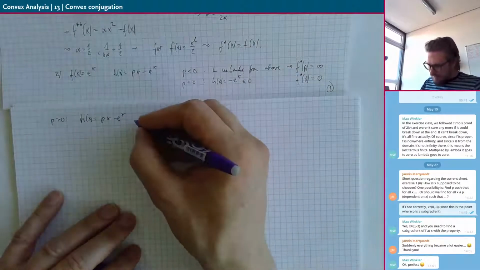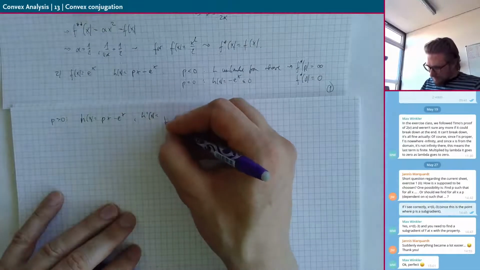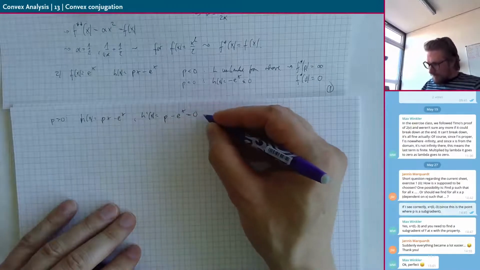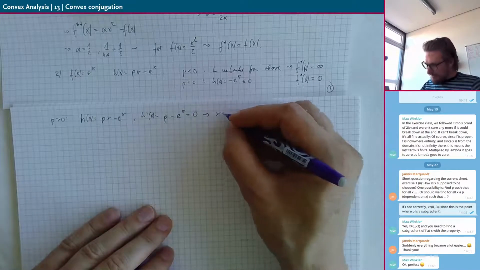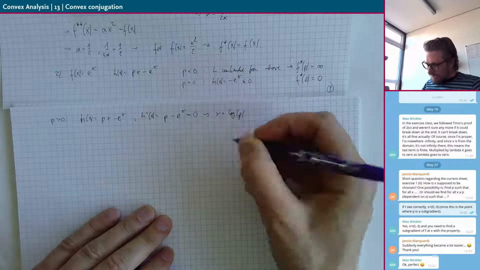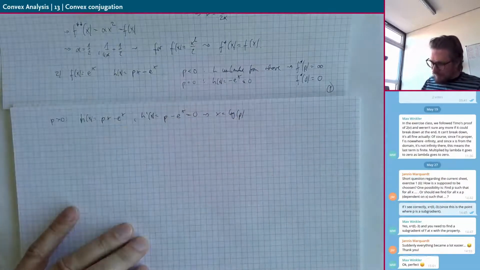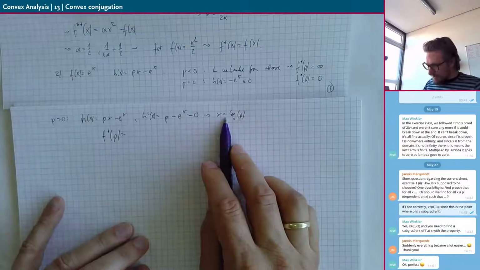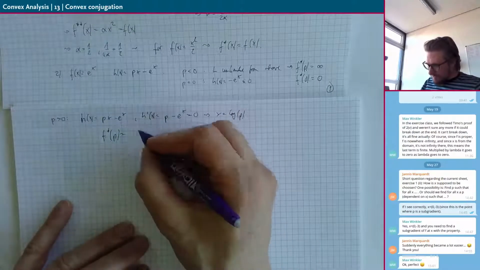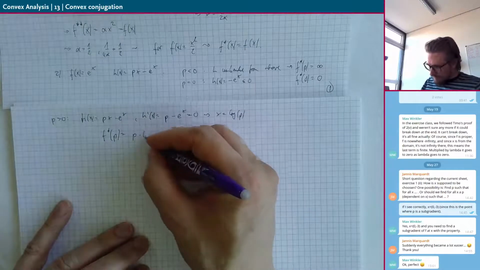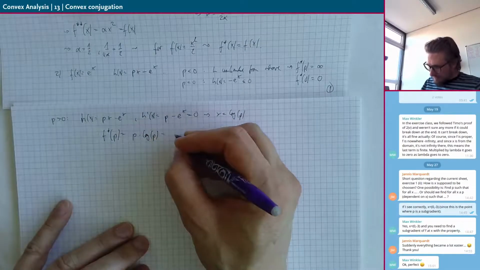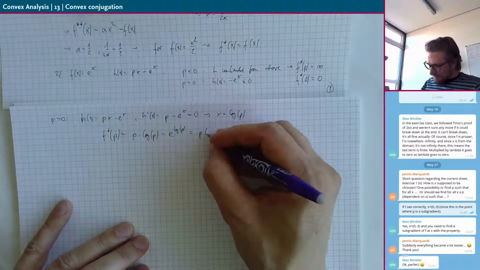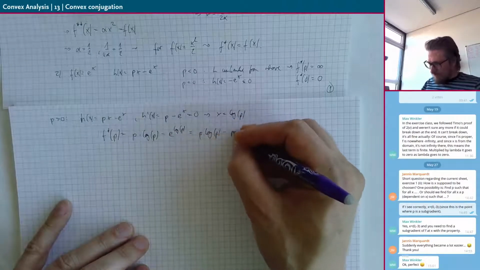Okay, so let's calculate the derivative, which gives p minus e to the x, and this has to be 0, and we're going to solve that. x equals the logarithm of p, and plug that in. So we have f star of p is, this has to be plugged into the function h, which is p times logarithm of p minus e to the log of p, which is exactly p times log p minus p.